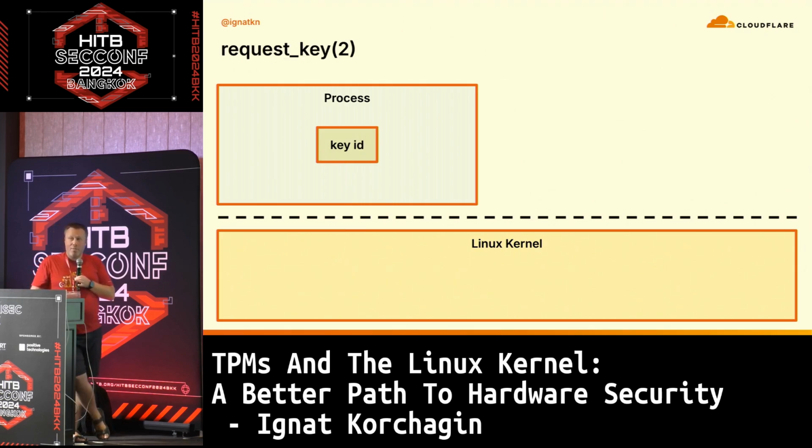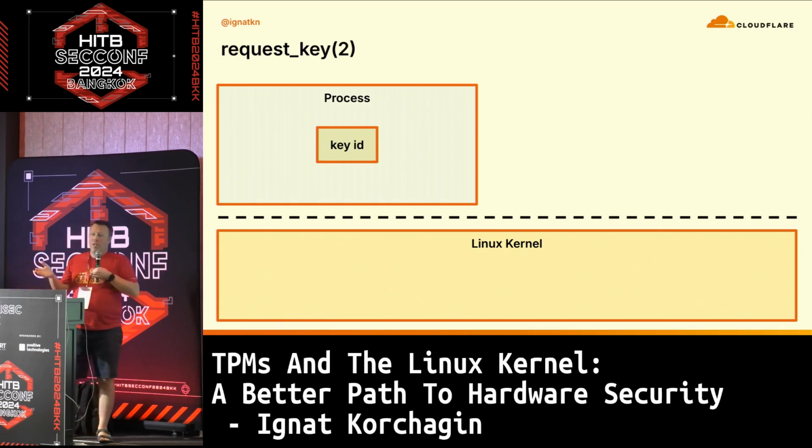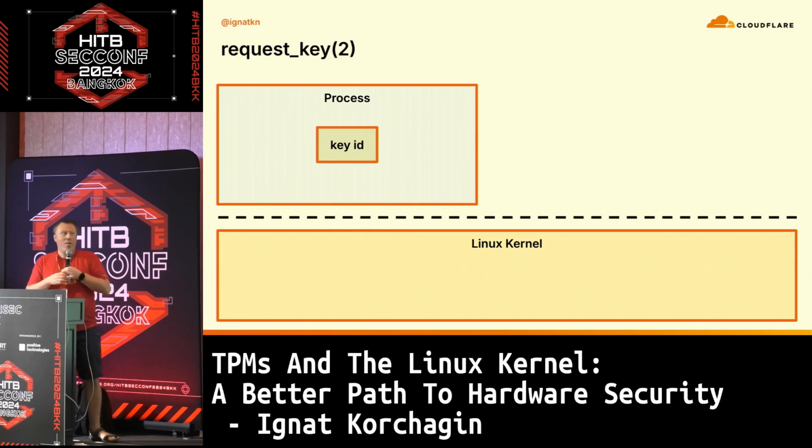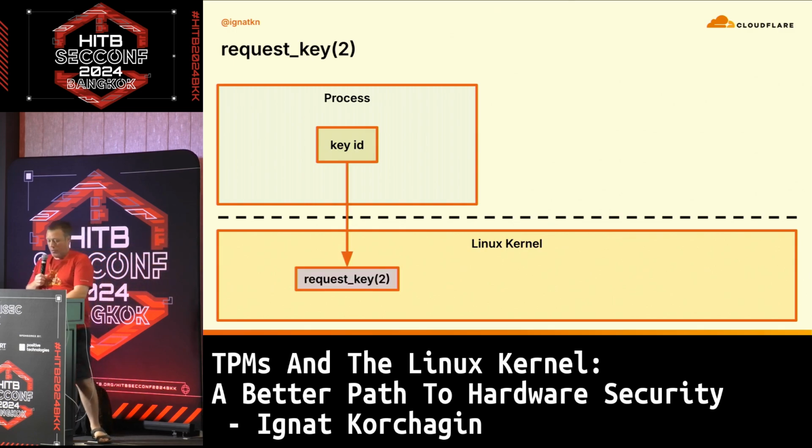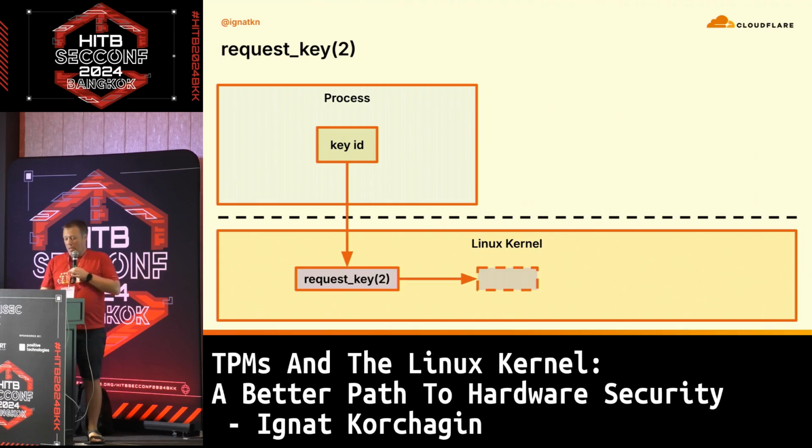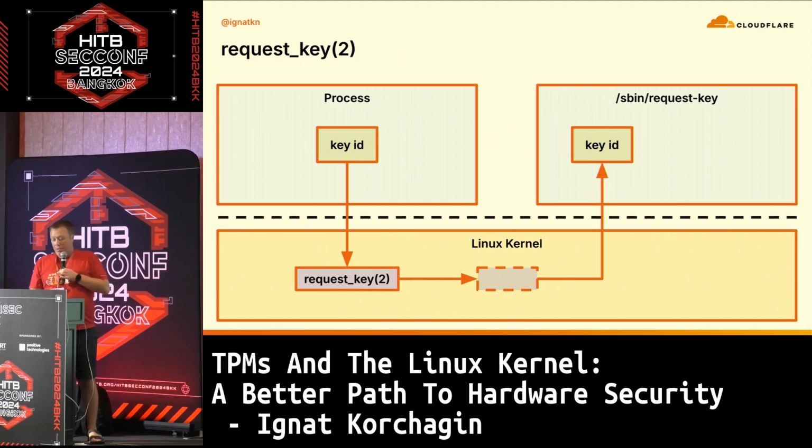There is a different system call called request key, where instead of providing the key to the kernel, you can ask the kernel, hey, give me my key with this ID. And you just call that. Obviously, every setup is different, and the kernel by itself doesn't know where to get your key from. So it can call a special user space helper, which is usually located at the path /sbin/request-key, and it will ask that process to actually create the key.